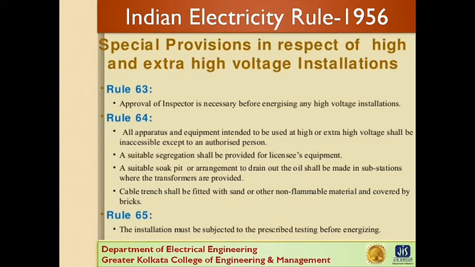Now special provisions in respect of high and extra high voltage installation. Rule 63. Approval of inspector is necessary before energizing any high voltage installation. Rule 64. All apparatus and equipment intended to be used at high or extra high voltage shall be inaccessible except to an authorized person. A suitable segregation shall be provided for licensee's equipment.